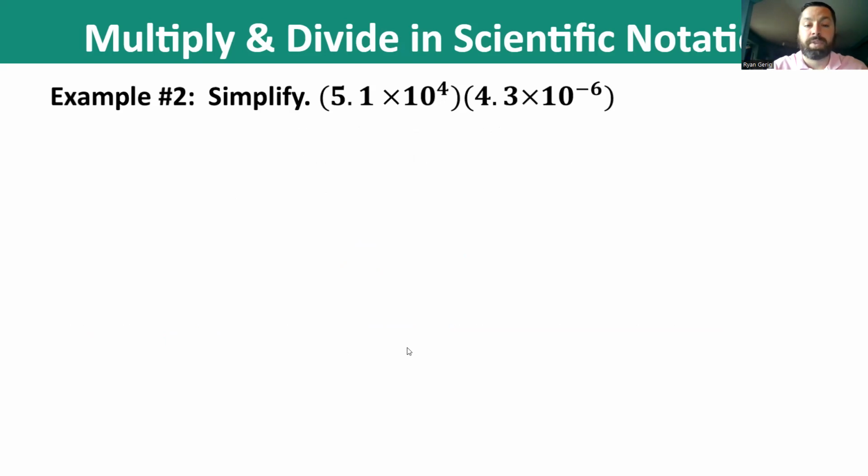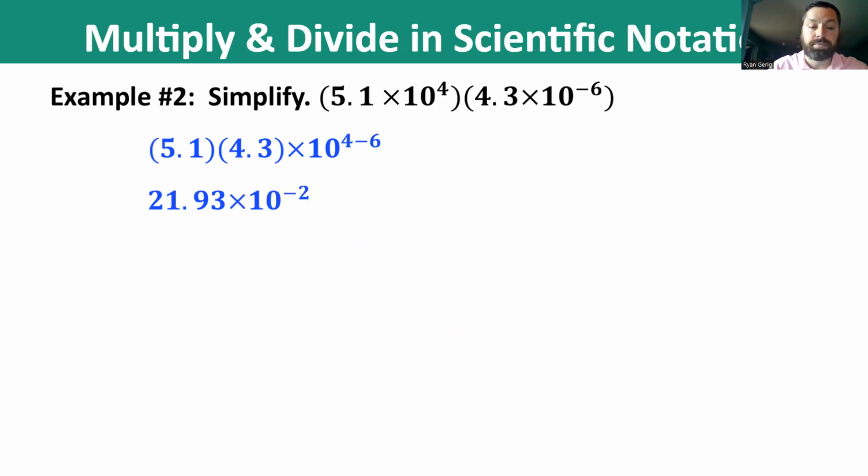All right, so here we go. We take the coefficients, 5.1 and 4.3, and multiply those together. Then we take the bases of 10 to the 4th and 10 to the negative 6th, and we add those together, or in this case, 4 plus negative 6 is 4 minus 6. 5.1 times 4.3 is 21.93, and then that's 10 to the negative 2nd. Again, we got to make sure this is in scientific notation, so I got to move the decimal one spot over. So 2.193 times 10 to the negative 1st. I made this number smaller. I got to make the exponent bigger by 1. So negative 2 plus 1 is negative 1.